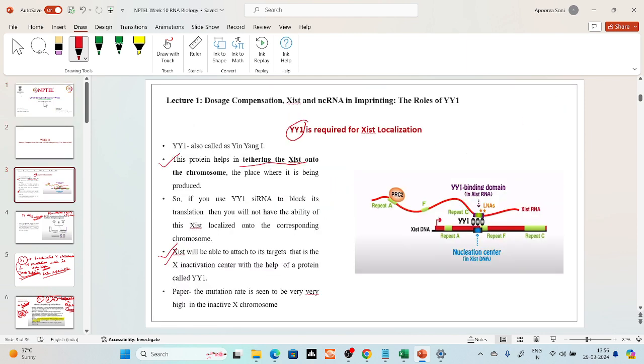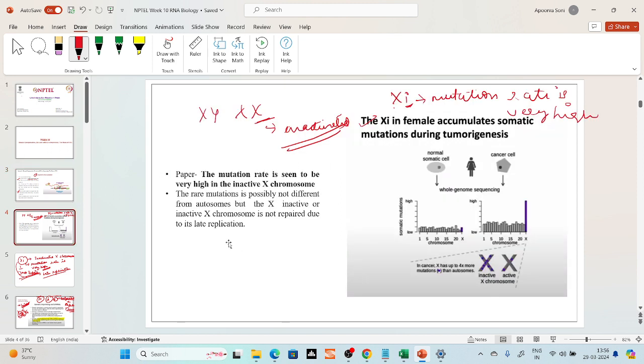Here we first studied the role of YY1. YY1 is required for the localization of the cyst in the nucleation center. Then in the last class, as we studied dosage compensation, we learned that the inactive X chromosome harbors most of the mutations during tumor. You can see this is a normal cell, this is a cancerous cell. In normal cells also, mostly the mutations are in the X chromosome only. In a cancer cell also, most of the mutations occur in the X chromosome, mostly in the inactive X chromosome.